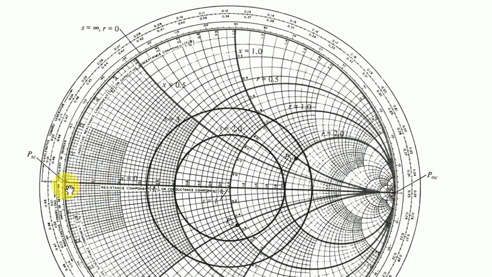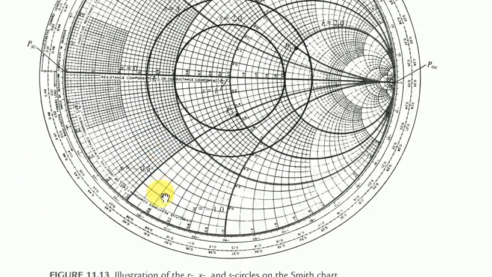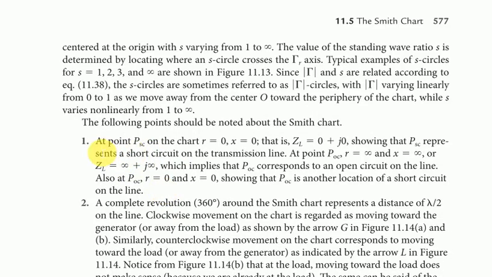At both these points, the magnitude of the reflection coefficient gamma L is equal to unity. Now just see some important points. At PSC, the short circuit point, R is equal to 0 and X is equal to 0, which represents that the load impedance is 0. In the same way, POC represents the open circuit point, that means the load is open circuited, so ZL is infinite impedance.